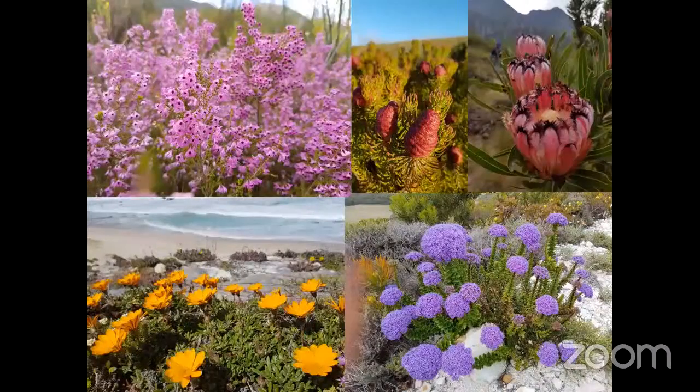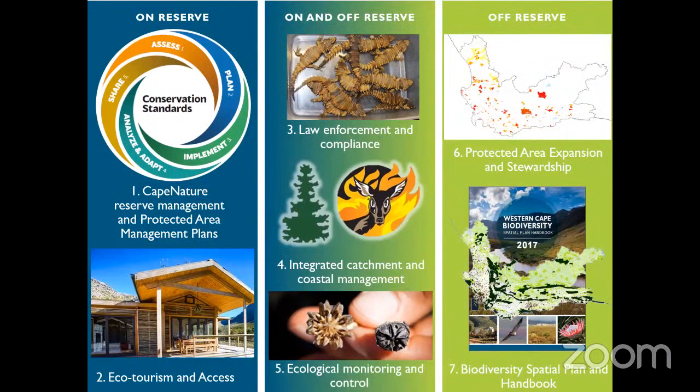The work we do is pretty broad, but I'm going to try to summarize. Some of our work on the left panel is focused on our reserves, some on the right panel is focused off our reserves, and quite a bit in the middle happens both on and off our reserves. When we comment on development applications outside of our reserves, it complements the two key work streams on the right-hand panel: how protected areas and conservation areas are expanded in number 6, and how we spatially represent the most important areas for meeting our conservation targets in number 7.